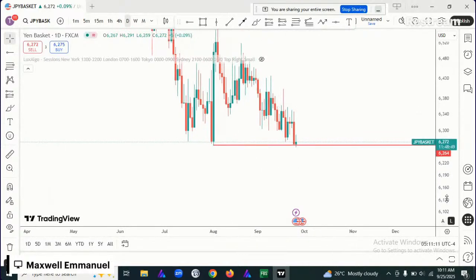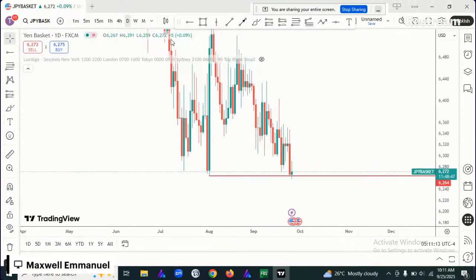So let's see what's happening on the 4-hour time frame. If I'm able to identify a bullish reversal pattern on the 4-hour time frame, I would be going bullish on yen.